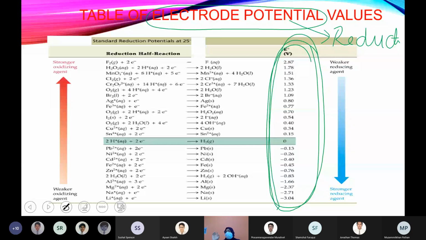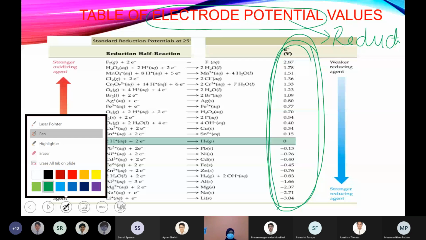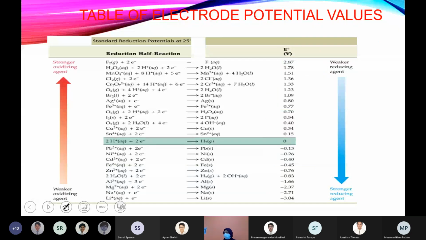What about the one with 0? It doesn't have a particular tendency; it can go both ways, sometimes undergoing oxidation or reduction. That means it's at the center. That is your standard hydrogen, which we assigned as 0. It's not actually 0, we assigned it as 0, and based on that you found the electrode potential of every other half cell. It has a neutral behavior. Because this is already standardized, they will not ask about hydrogen, but you can expect a question on any other half cell given.